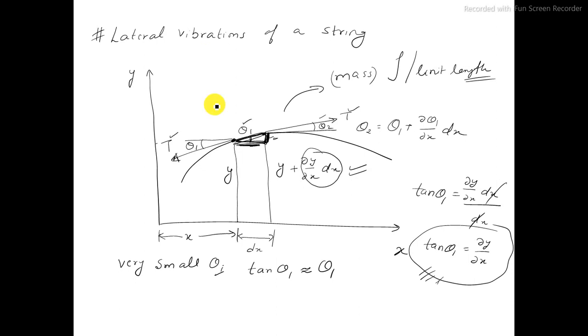So we have to resolve tension along the y-axis. So we will resolve the tensions along the y-axis. You can see that this tension T will make two components. One is vertical, the other one is horizontal.